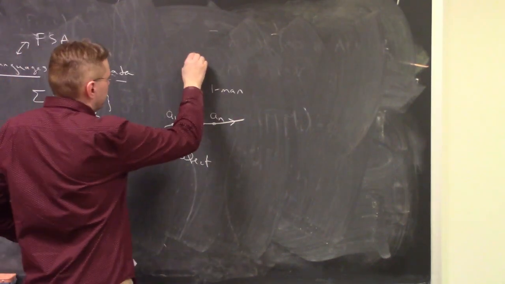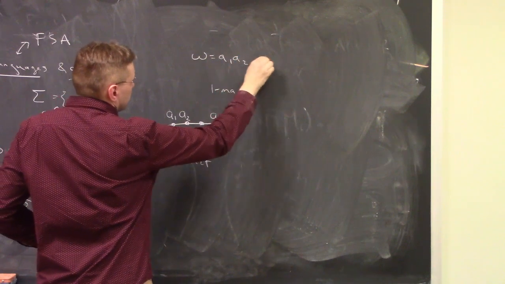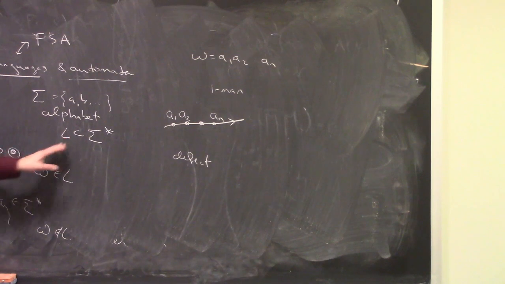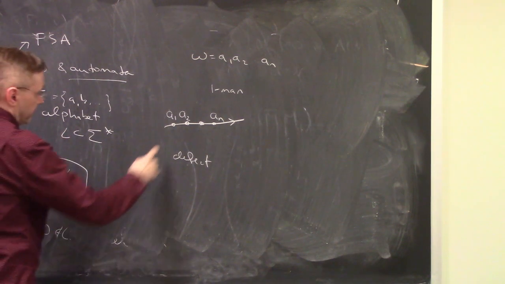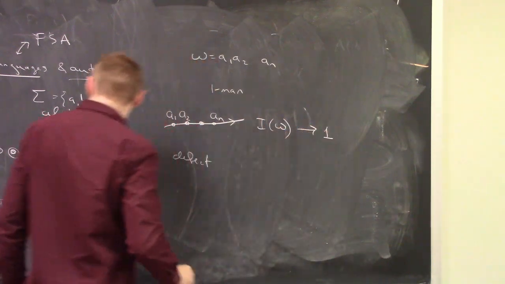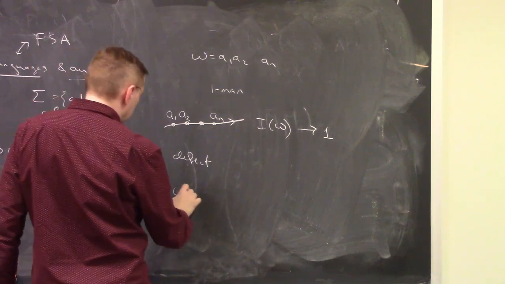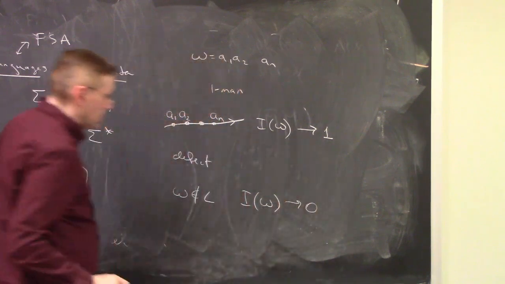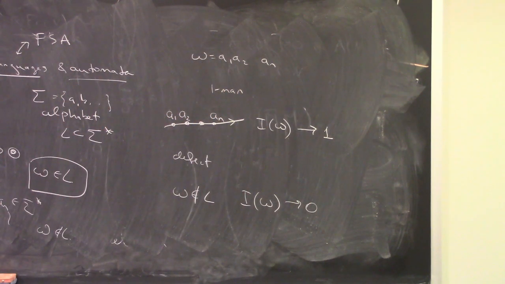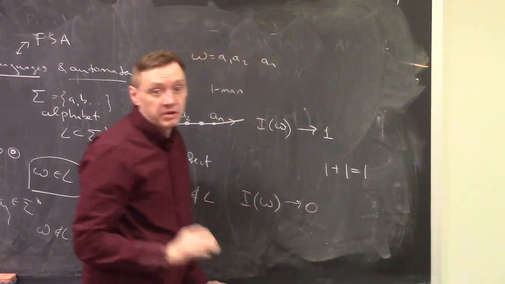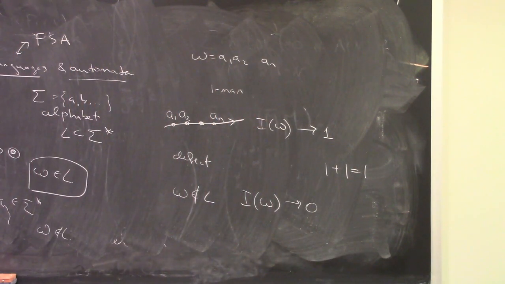So this decorated one-manifold describes a word omega, A1, A2, up to AN. If the word is in the language L, then we assign to this interval the value 1. And if omega is not in L, then to this interval we assign 0. So we need some analog of k which has 0 and 1. It turns out the right thing here is to say 1 plus 1 is 1. So we only have 0 and 1. The word is either in the language or not.